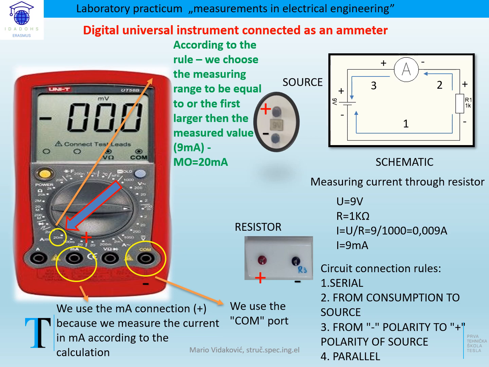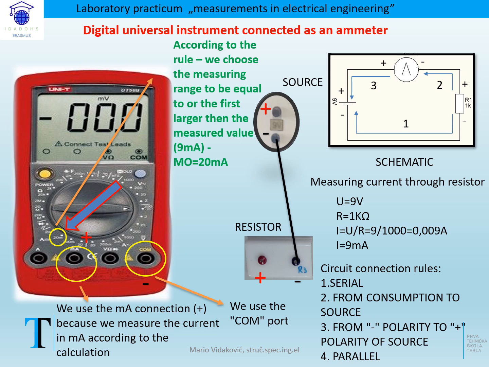And these are the circuit connection rules. There are 4 rules that we must respect to make the right connections of the circuit. First, we must make a serial connection. Another rule is from the consumption resistor to the source, and third is from minus polarity to plus polarity, because it's the real direction of the current. And at the end is the parallel connection, where we are going to connect the voltmeter.